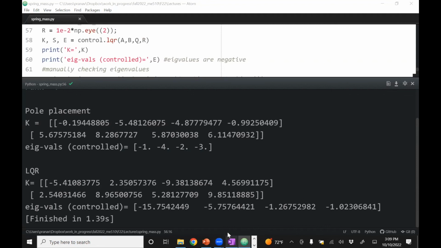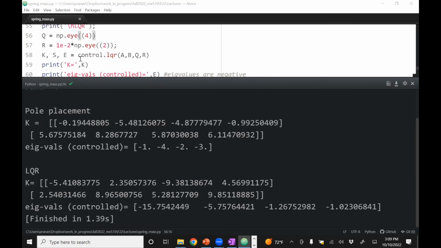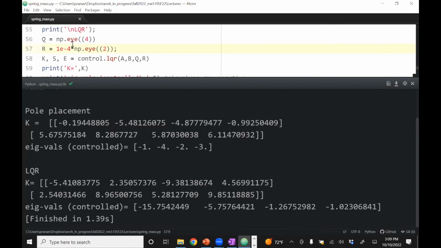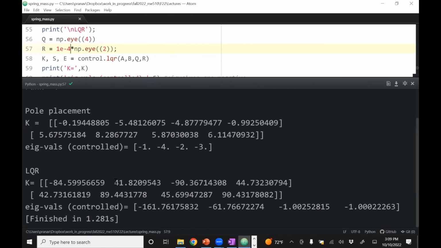Now, if you don't like this, then you can go back and change these Q and R. For example, if you change this to -4 and run it, you can see the gains have increased because it's more aggressive now. And the eigenvalues are -161, -61, -1, -1. So you see that these 2 eigenvalues are far away from the origin, 0, 0.